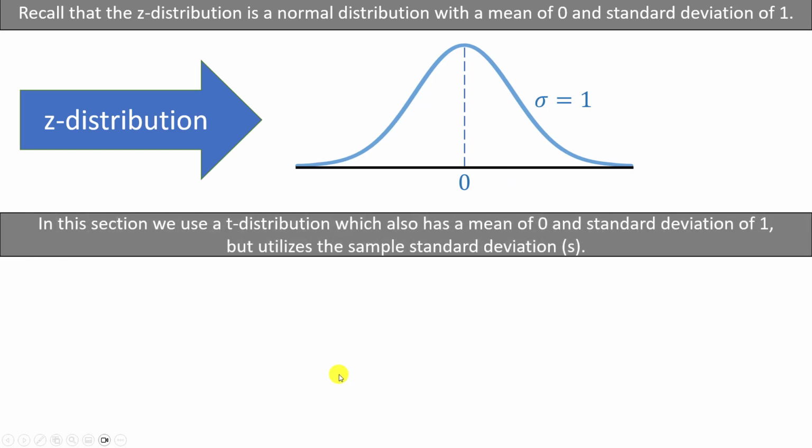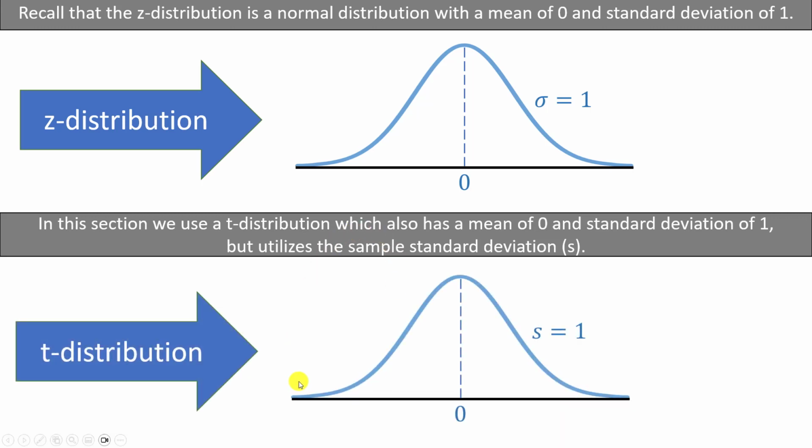In this section, we're going to be using a t-distribution, which is very similar to the z-distribution. It also has a mean of 0 and a standard deviation of 1, but it's going to be utilizing the sample standard deviation, since we're going to be using a sample to construct our confidence interval. So the t-distribution really looks very similar to the z-distribution, except for it is utilizing the sample standard deviation rather than the population standard deviation.